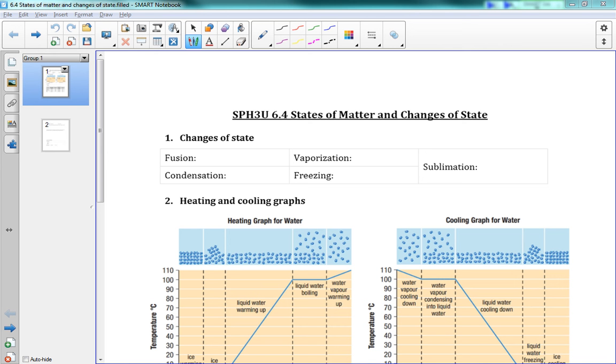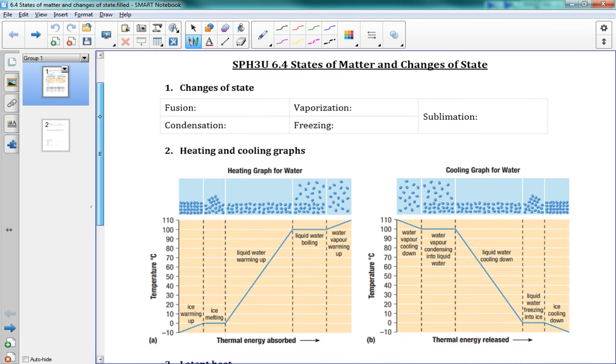Alright, here we go. 6.4, States of Matter and Changes of State. So we saw a bit of this in the gizmo, the idea that there's energy involved in actually changing state as well as just heating or cooling something. We have a few different changes of state, and you might have seen these words before or you might not have. That's okay. We're just going to talk about them.